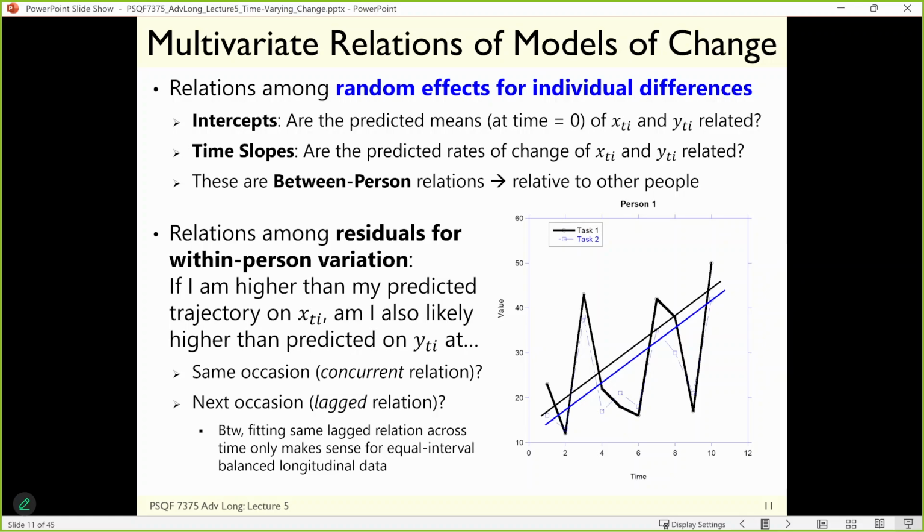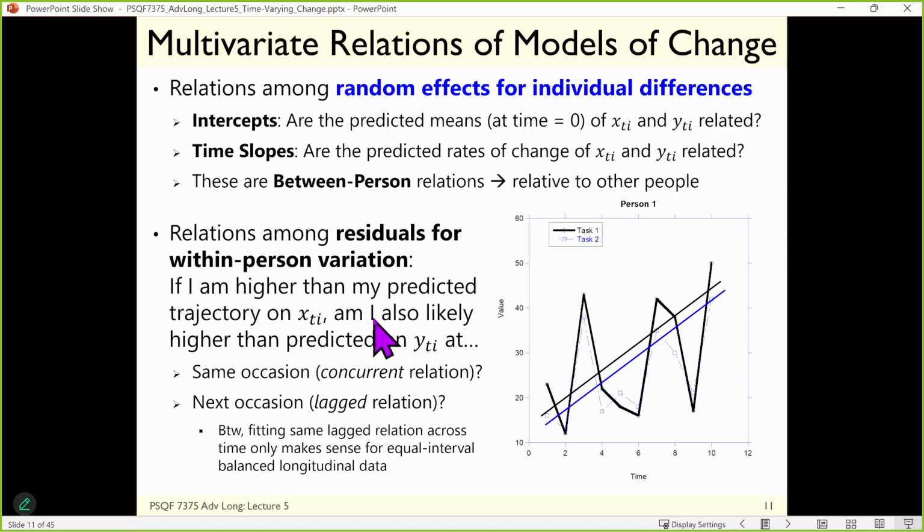It's very common in multivariate research questions to have questions phrased something like, does change in X predict change in Y? That kind of question is very common. But there's two different ways to answer it. One is the time slope part, the between person part, which is people who improve more than other people on this outcome, do they improve more than other people on that one? That's one way to answer the question.